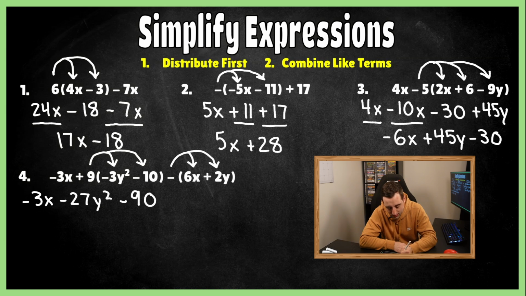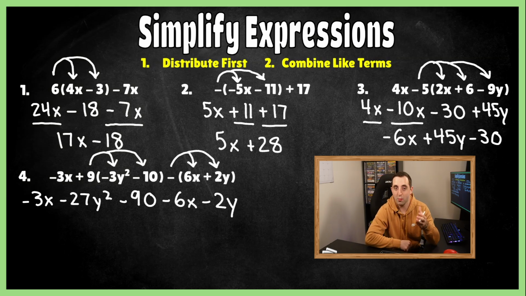And then we have negative 1 times 6. Well, that's going to be minus 6x. And then we have negative 1 times 2. Well, that's going to be a minus 2y. And now distributive property is all done.